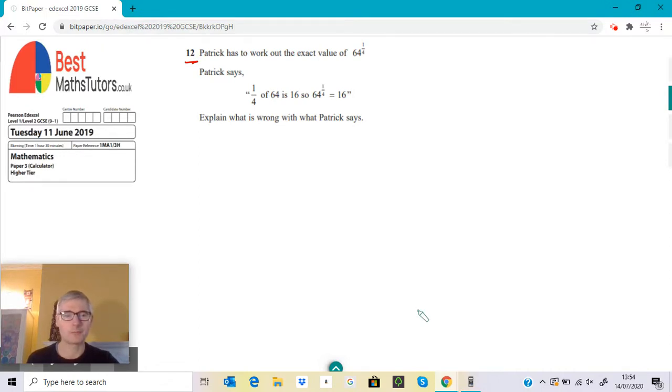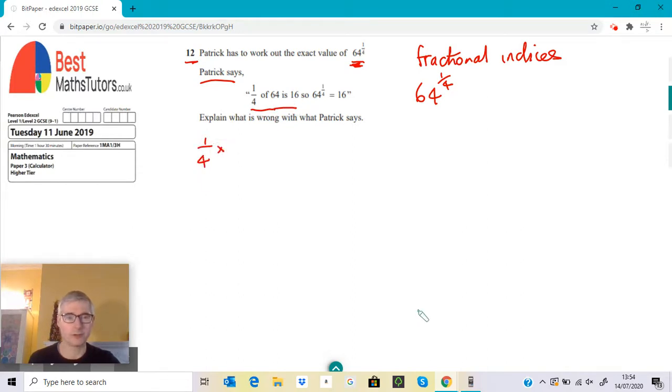So it says here, Patrick has got to work out the exact value of 64 to the power 1/4. This is a question about fractional indices, and that means in this case we've got 64 to a power which is a fraction. What he said is that 1/4 of 64 is 16, which is true, because if we said 1/4 and for the "of" we can say times, that would give us 16.